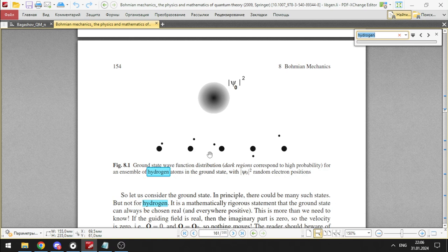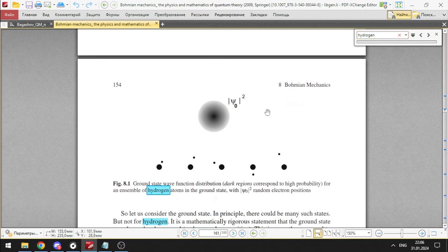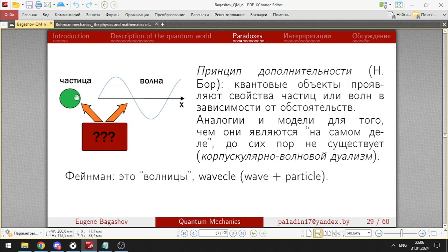Bohmian mechanics in general has two equations they work with. One is the regular Schrodinger's equation. That's how we get the same conclusions as regular quantum mechanics. And another is the so-called guiding equation. It basically shows how particles are guided by this wave. But again, there's no contradiction with regular quantum mechanics.